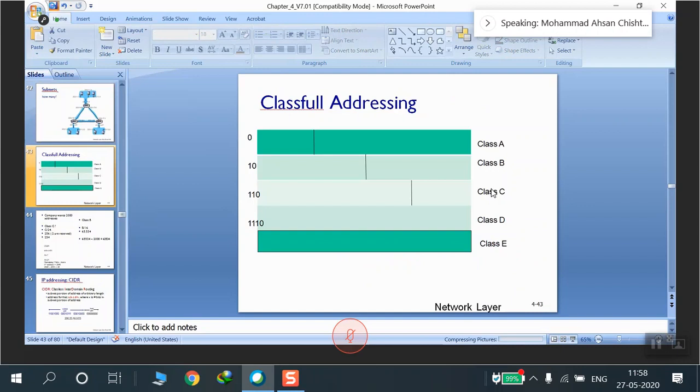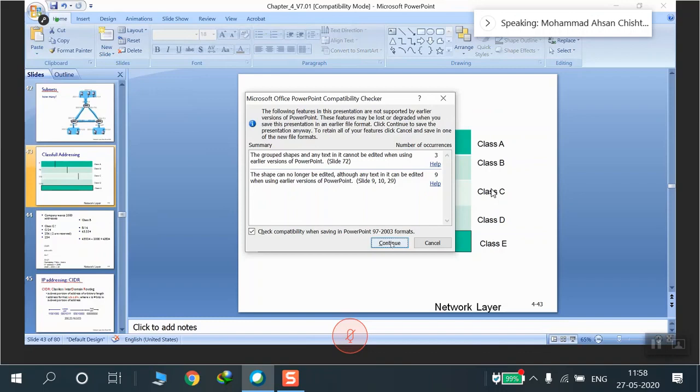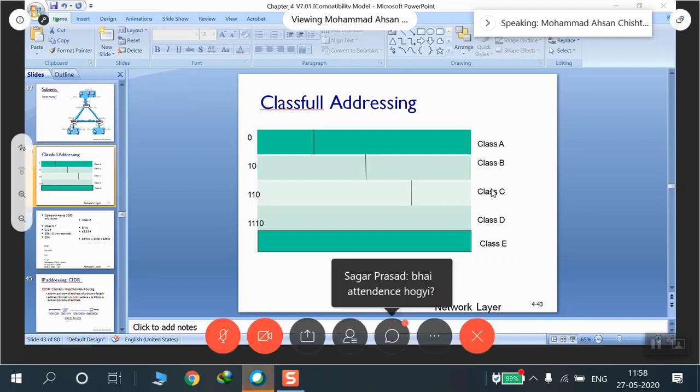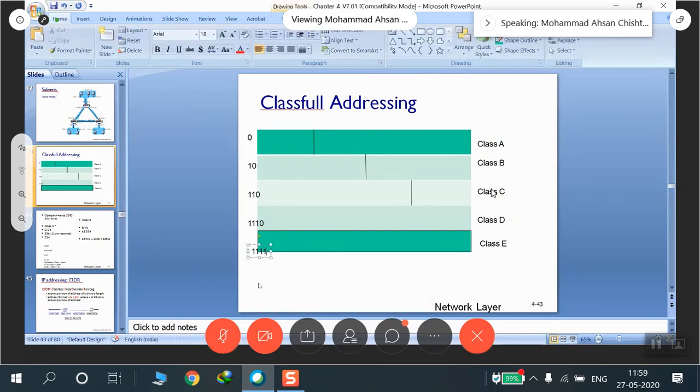Now what is this class E? Class E has addresses which start from 1111, that I mentioned here. Or in other words, another thing that I can mention here that will make things easier for you.